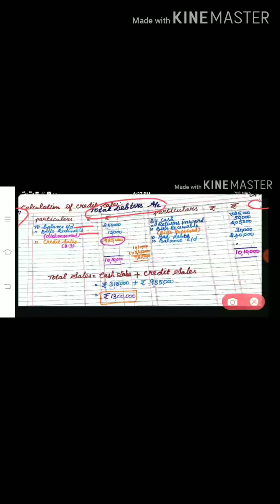On the credit side, by cash, by return inward, meaning sales return, 50,000, bills receivable, that is the bills received item 2,05,000, bad debts 30,000, and then the closing balance of total debtors 2,40,000. So all those items are entered into both sides.